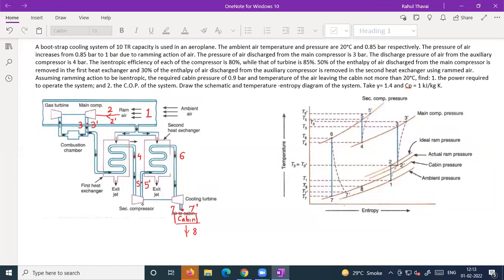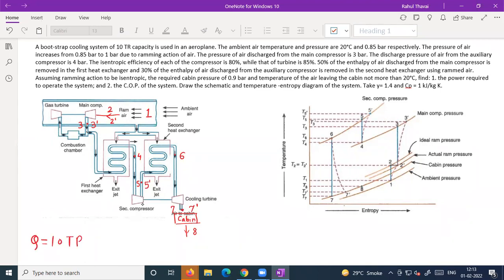So now let us start with the problem. A bootstrap cooling system of 10 TR. 10 TR is nothing but a refrigeration effect. We want a refrigerating capacity of 10 ton. So that is nothing but Q, and I will mention it as 10 TR.